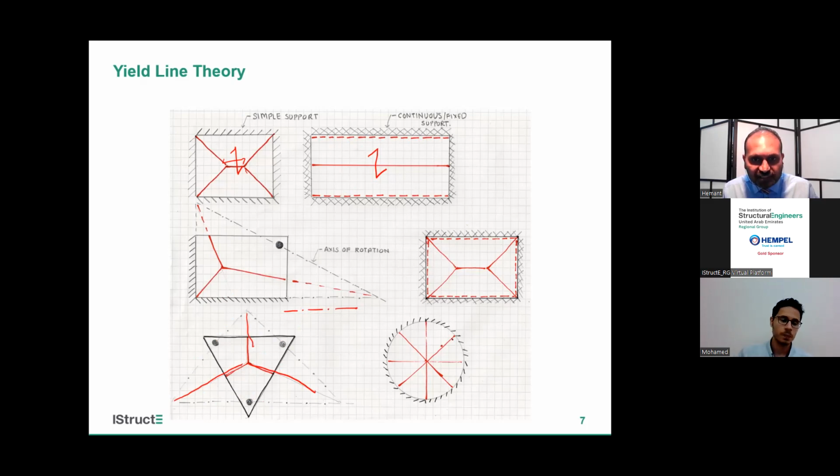Circular slab, which is simply supported on its perimeter. This will be the yield line diagram. We have it for a fixed slab. So on fixed slab, on edges also we will be having dotted line. So practice few problems.